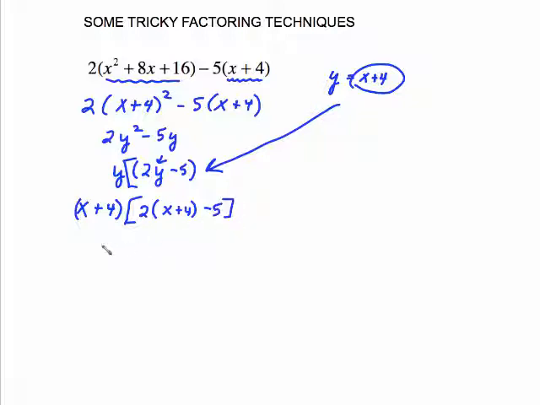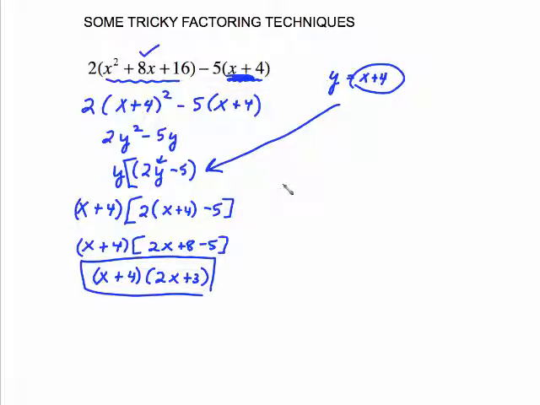Close off that bracket. So x plus 4 stays in the front, and inside here I'm going to distribute the 2 to give me 2x plus 8 minus 5. Keep the x plus 4 in the front, and then combine inside here, and I'm going back to regular parentheses now, and this is just 2x plus 3. The only reason this works out so nicely is because this perfect square trinomial is the perfect square of that binomial.